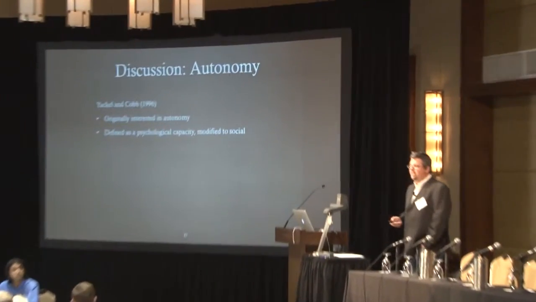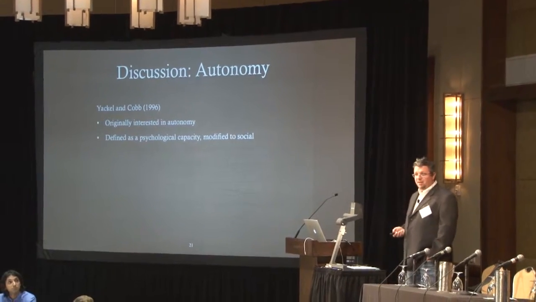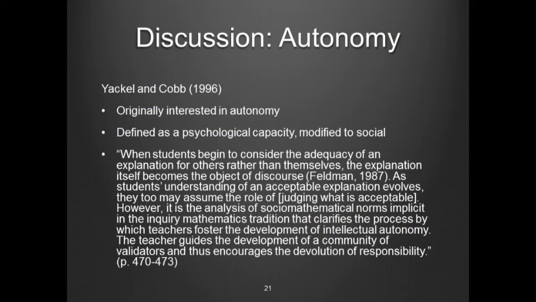They were originally interested in developing students' autonomy, which for them started off as a psychological capacity that an individual would have, but they realized that it needed to be modified and changed into something more social. And so this is a collection of quotes from several pages. When students begin to consider the adequacy of an explanation for others rather than themselves, the explanation itself becomes the object of discourse. As students' understanding of an acceptable explanation evolves, they too may assume the role of teacher, judging what is acceptable, judging what is taken as shared by the community.